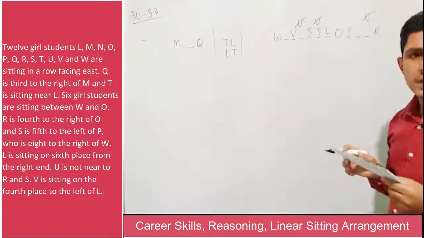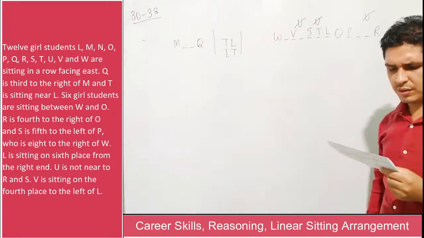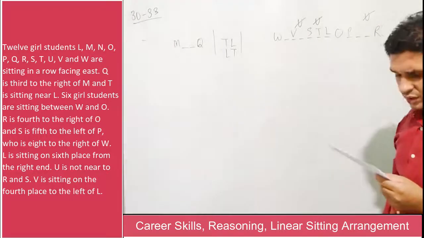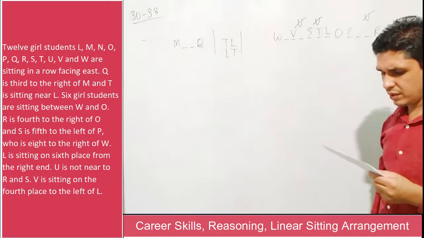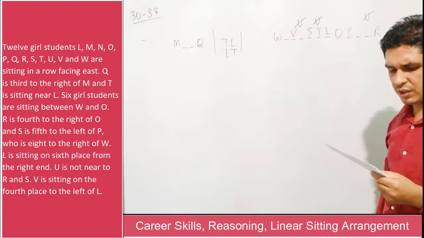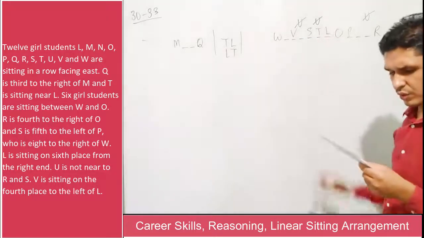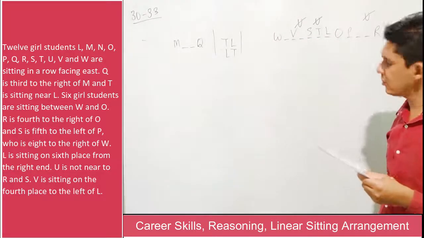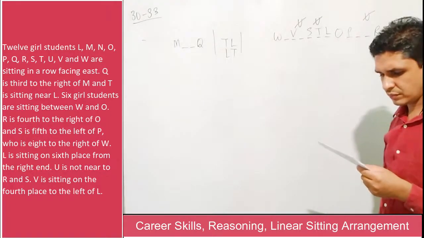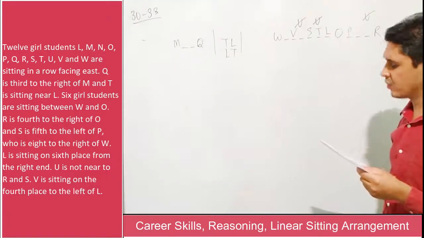Okay. Let us go through the question once again. Q sits third to the right of M. Thereafter T is sitting near L. 6 girl students are sitting between W and O. So W and O 1, 2, 3, 4, 5, 6. Okay. R is 4 to the right of O. 1, 2, 3, 4. This is also correct. And S is 5 to the left of P, who is 8 to the right of W.